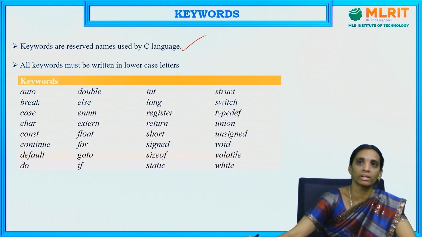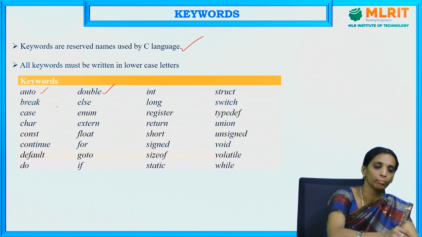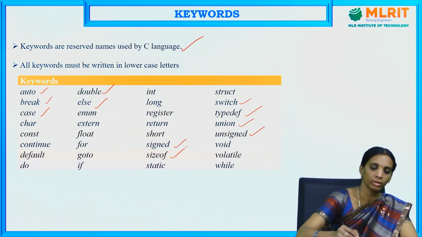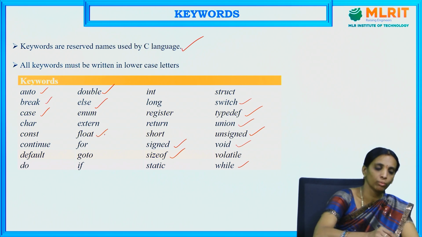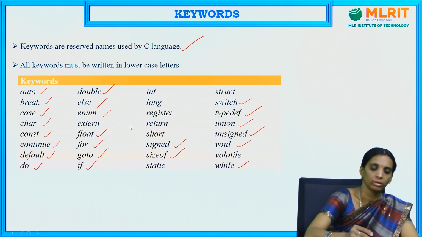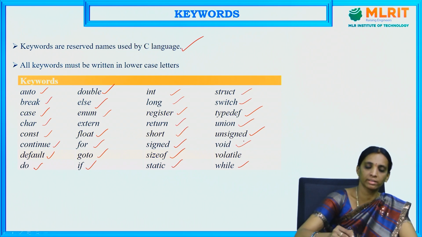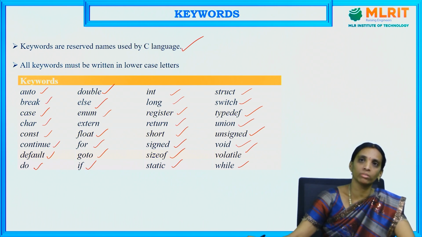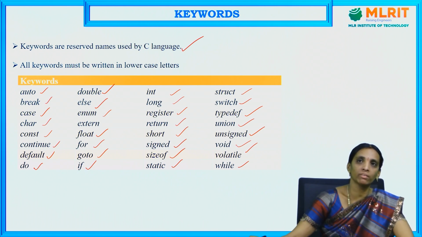Keywords are nothing but the reserved names used by the C language, just like auto, double, break, else, case, switch, typedef, union, unsigned, signed, sizeof, while, void, float, for, goto, if, default, continue, const, char, do, enum, int, long, register, return, short, static, struct, volatile. These are all the keywords which are used in our C language. The same keywords can be used in embedded C language also.